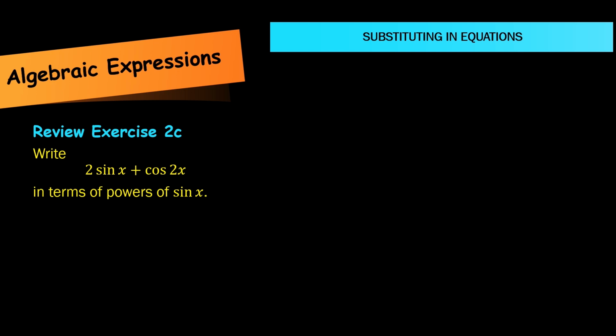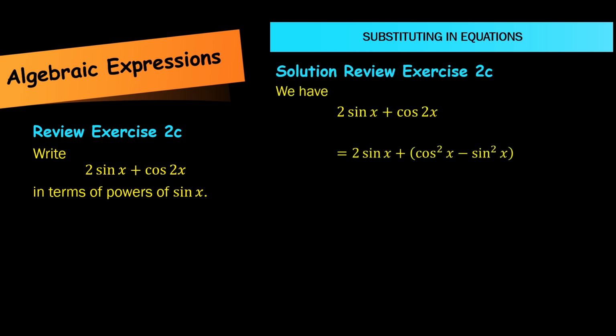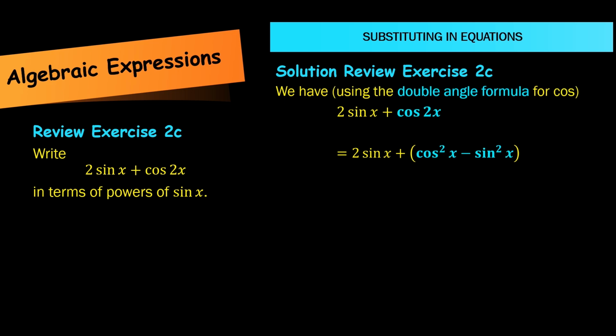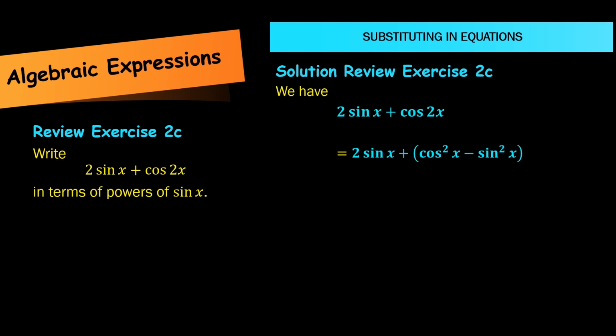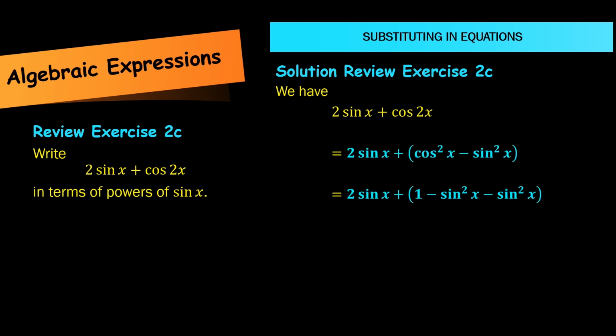We are required to write 2 sine x plus cos 2x in terms of powers of sine x. So let's solve this. If we replace cos 2x by cos squared x minus sine squared x, using the double angle formula for cos, we have this expression here, as shown. And then replacing cos squared x by 1 minus sine squared x gives us this expression.